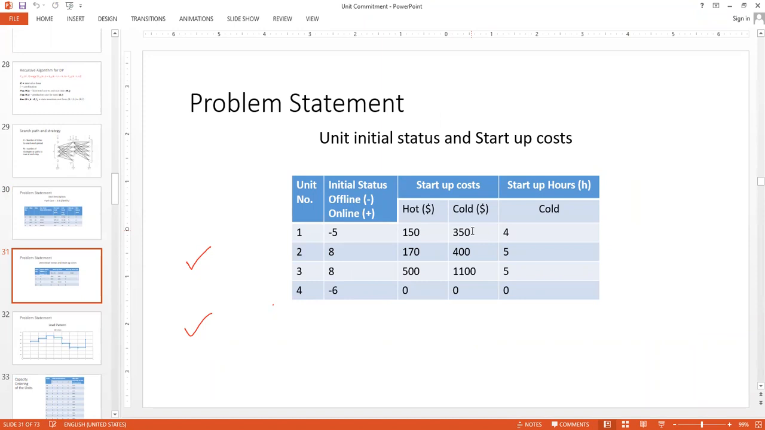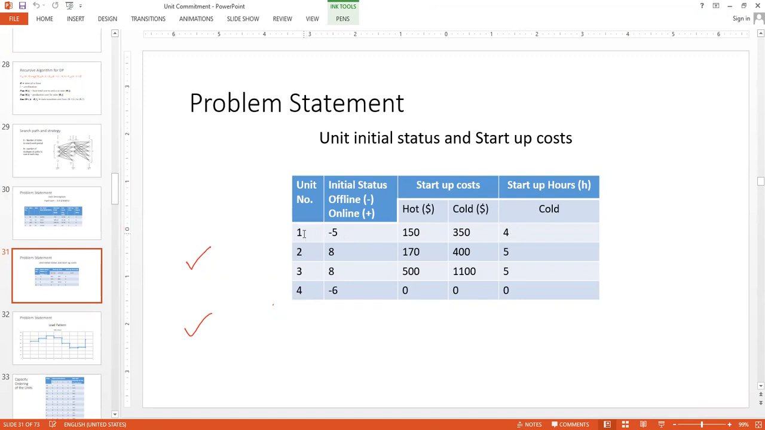Let's say unit number 1, currently what is the status? The status is off. How long has it been off? It has been off for 5 hours. So for the cold start cost to be considered, the unit has to be completely cooled down. How long has it been off? 5 hours. What is the startup time? The startup time is 4 hours. So this 5 hours is greater than the 4 hours.